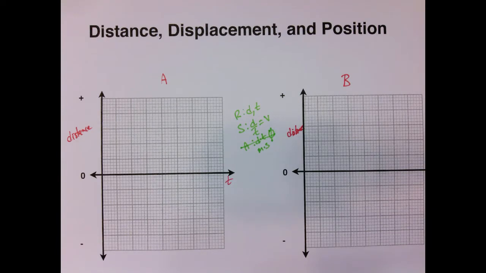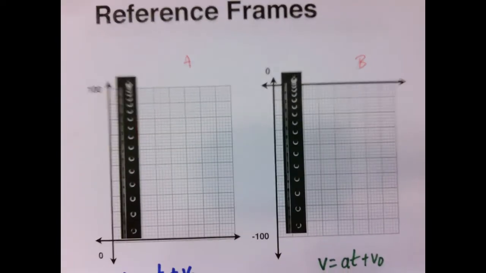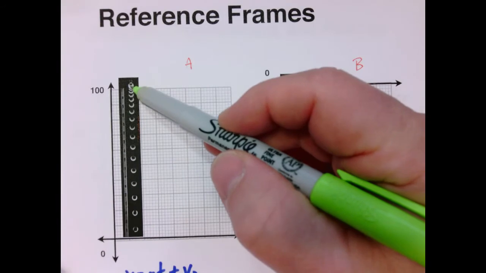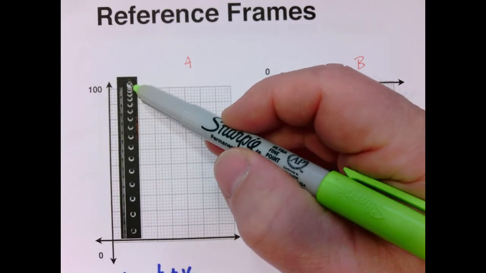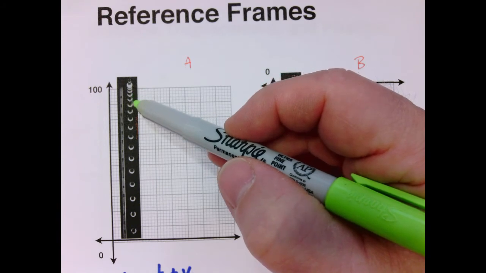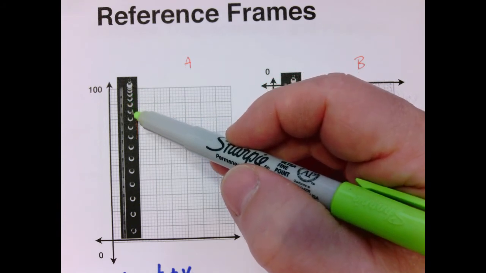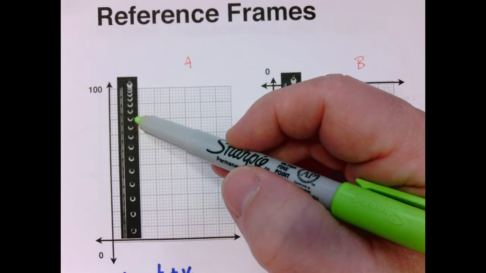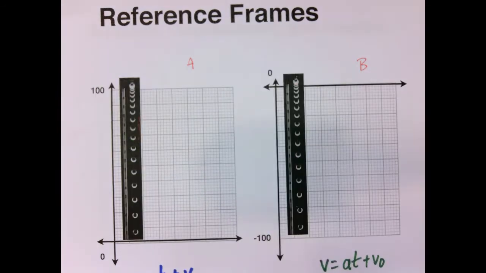So now let us go back to our situation. What we can see in reference frame A is at time 0, the distance is 0. But with each increment of time, the distance itself is increasing. So in the same interval of time, the distance is increasing.